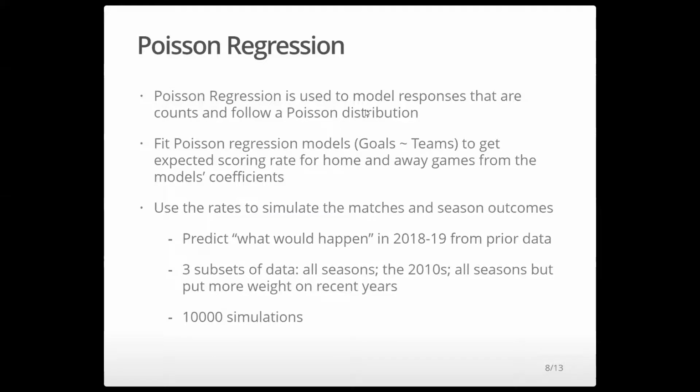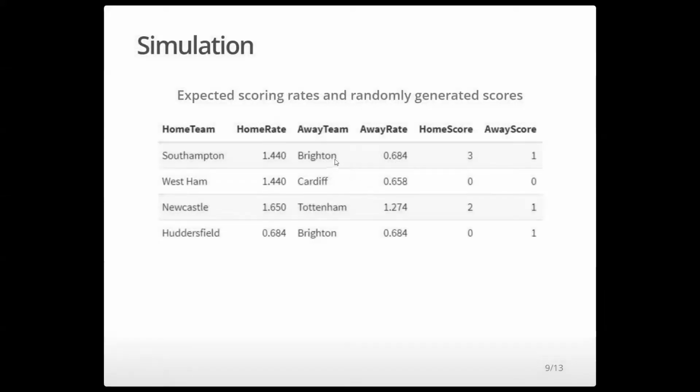Now, on to our second topic, which is Poisson regression. Poisson regression is used to model response variables that are counts and follow a Poisson distribution, like number of goals. We fitted Poisson regression models to get the expected scoring rates for every team at home and on the road. As you can see right here, those are these two columns, those are the rates that I was talking about. And we use those rates to execute our simulations.